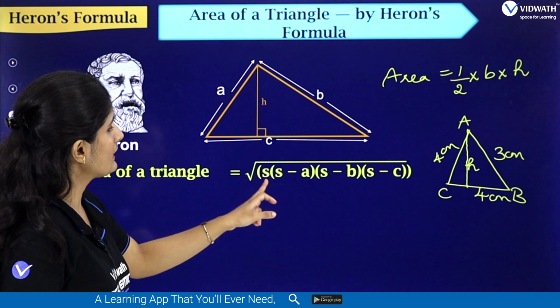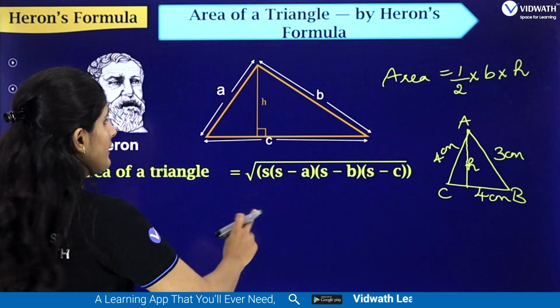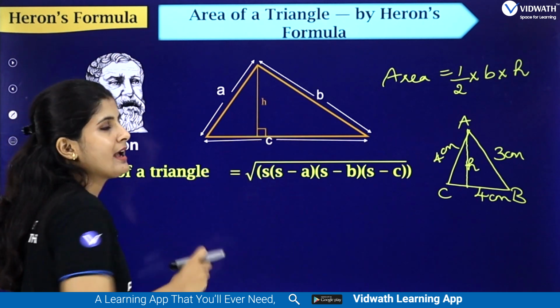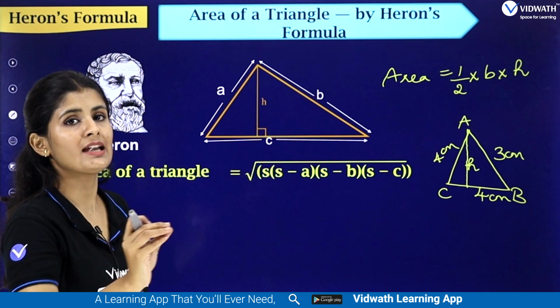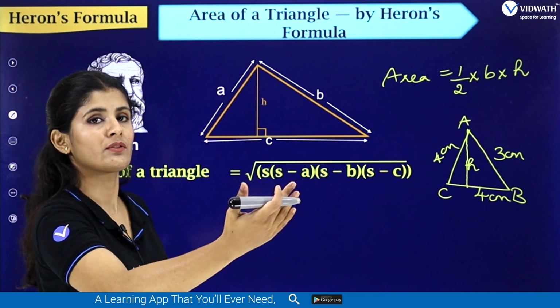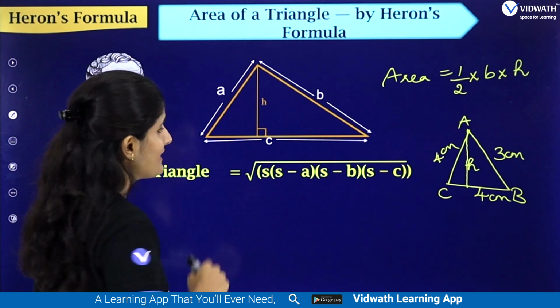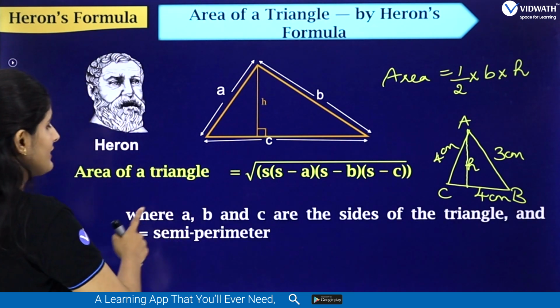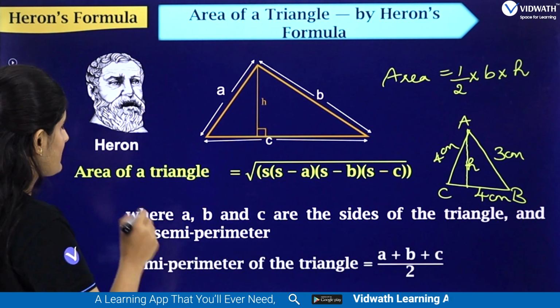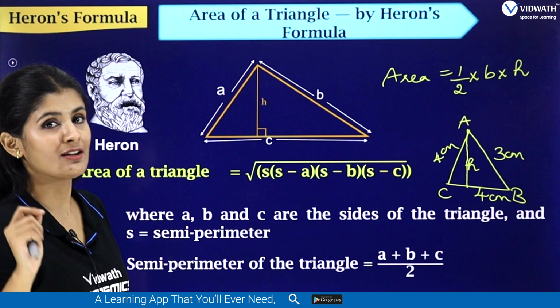You can see terms S, A, B and C in the formula. Here, A, B and C are simply the lengths of the sides of the given triangle. A is the length of one side, B is the length of the second side and C is the length of the third side. But what is S here? The S is nothing but the semi-perimeter. What do you mean by semi-perimeter?